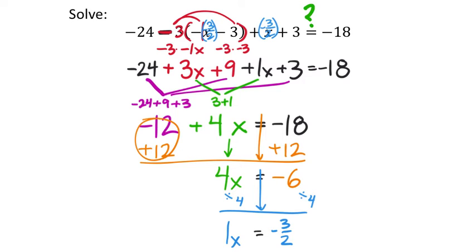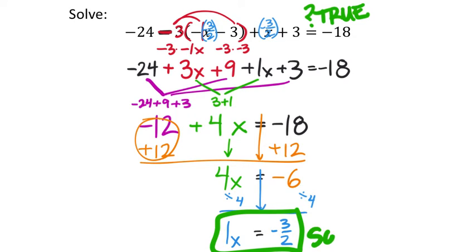So that confirms that we get a true statement when we replace the x with the fraction negative 3 over 2, which tells us that we have the solution. As long as you replace the x with negative 3 over 2, like we see down here, we end up with a true statement in the original equation.